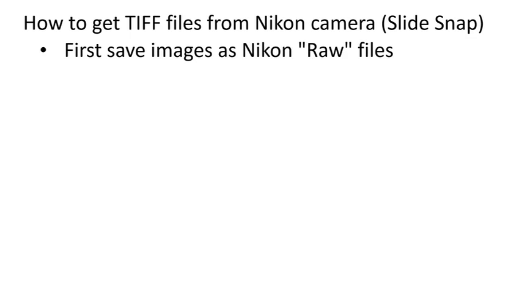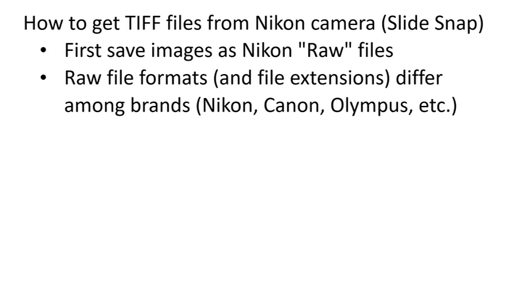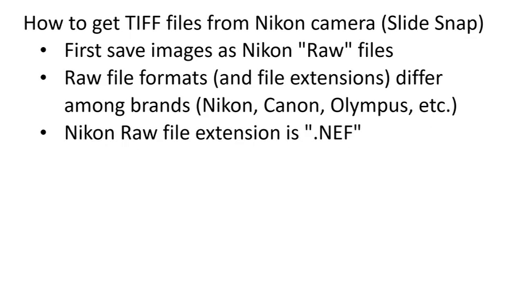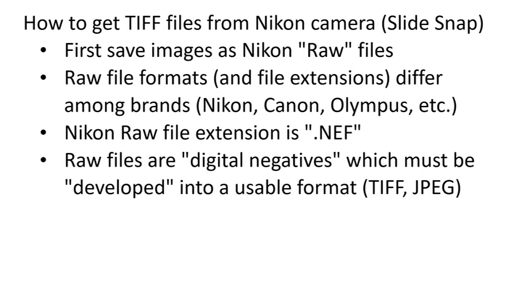Note that RAW formats are unique to each brand of camera, meaning that Nikon RAW files are not the same as Canon RAW files, Olympus RAW files, etc. Nikon RAW files carry the extension of .NEF, which differs from the extensions of other manufacturers' RAW files. It is perhaps convenient to think of RAW files as digital negatives, which must be developed by a computer application suitable for processing that type of RAW file.